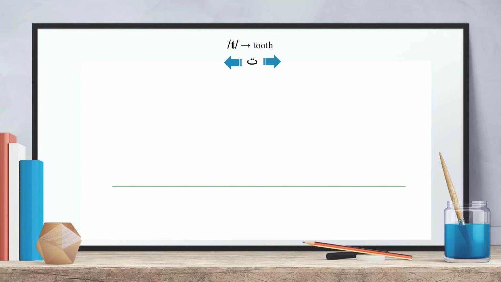The next consonant is T, like the English word tooth. T, we write it exactly like B and P, but this time in T we write 2 dots over T. When it comes in the beginning of a word, we write it shorter, but when it comes at the end of a word, we write it longer. Te can be connected to other letters from both sides.